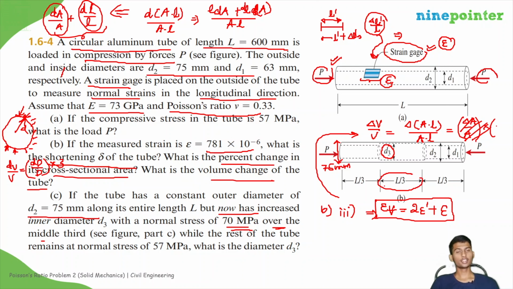In the middle third, the inner diameter is increased to d3 with a normal stress of 70 MPa over the middle part, while the rest of the tube remains at a normal stress of 57 MPa. What is the diameter d3? See the figure of part B. So this is your homework question. I think you can solve this question along similar lines.